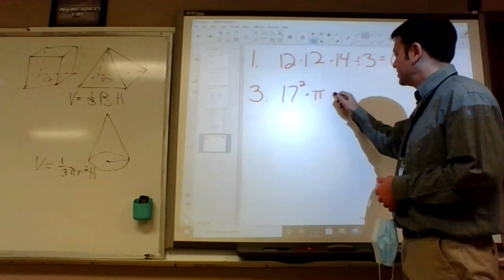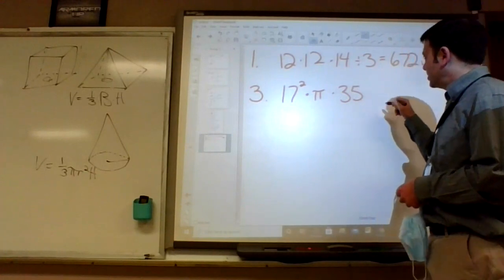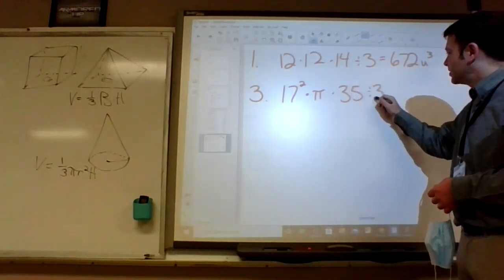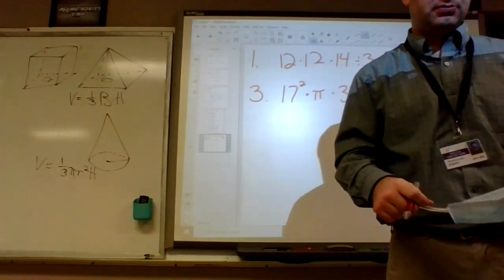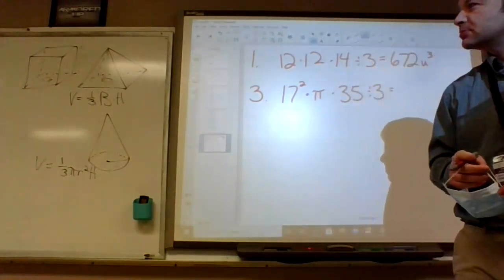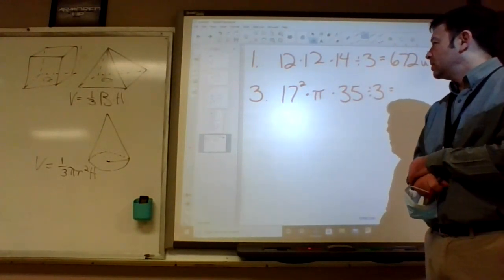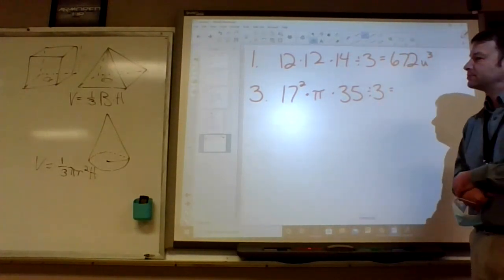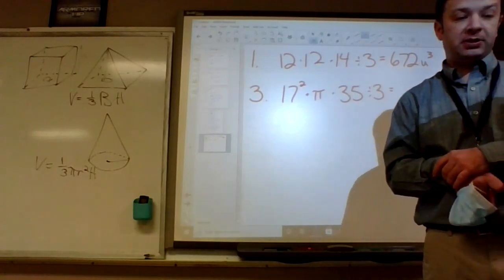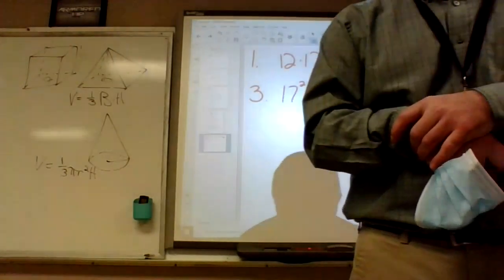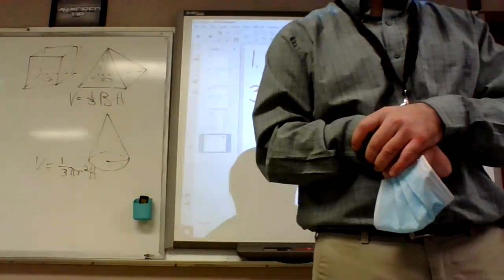So that's the base times the height was 35. What am I forgetting? Divide by 3. Would be pi over 3. I guess you could write that. The book put 3,371 2/3 pi. That's what the book got.